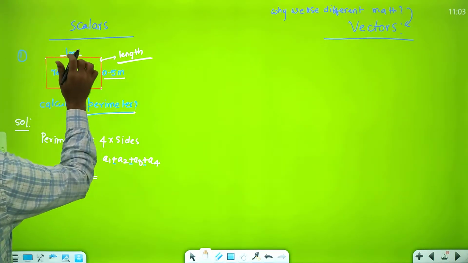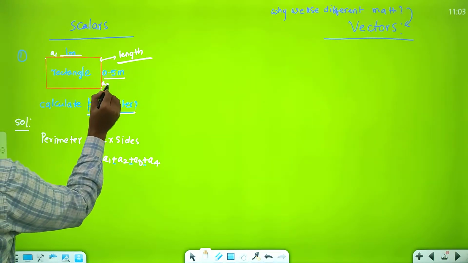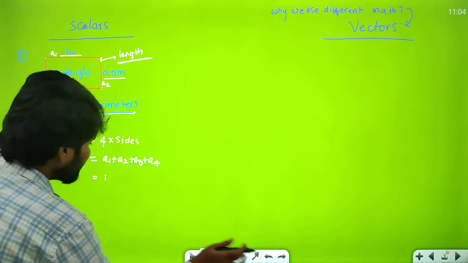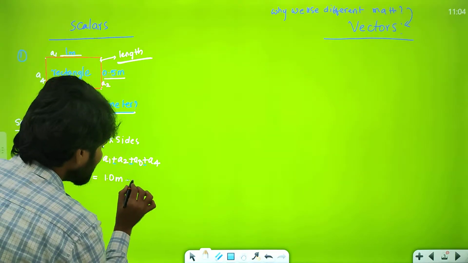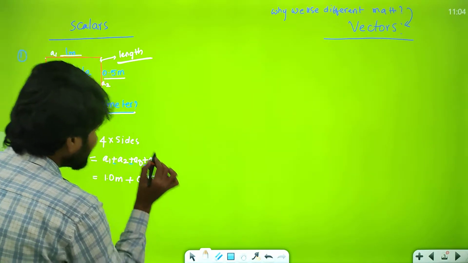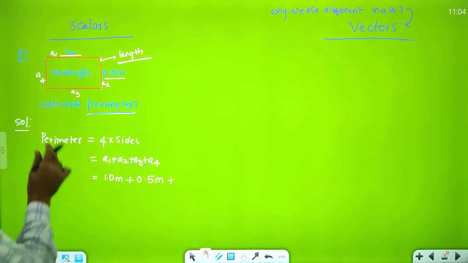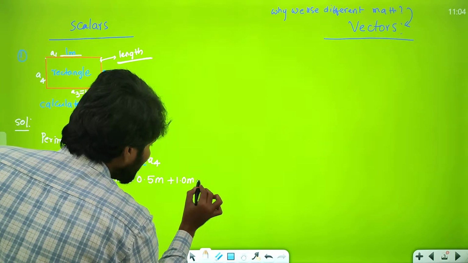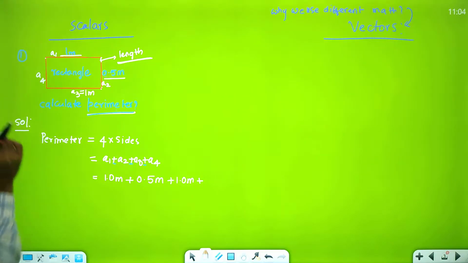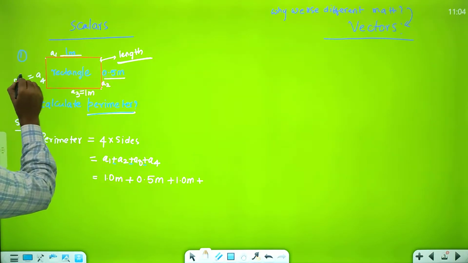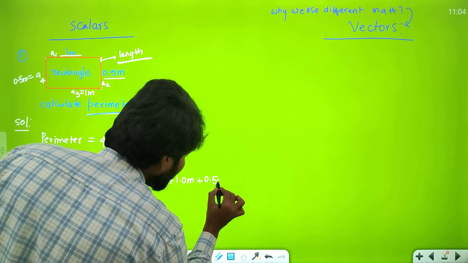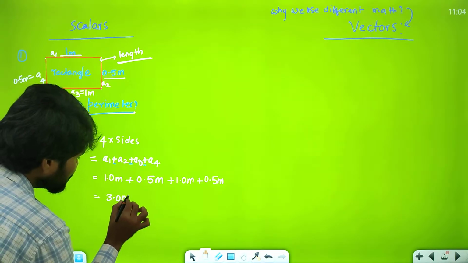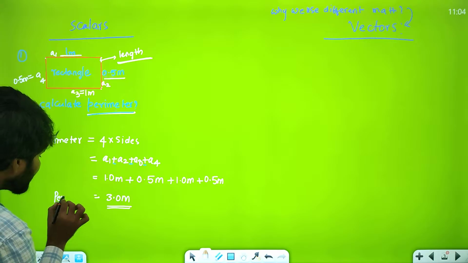Here, take this one A1, this is A2, this side is A3, and this side is A4. A1 is 1 meter, 1.0 meter. A2 is 0.5 meter, plus A3, this is 1 meter, the opposite sides are equal, so this is also 1 meter, plus A4, this side and this side are equal, so this is also 0.5 meter. If you calculate all this, we get 3 meters. This is the perimeter.